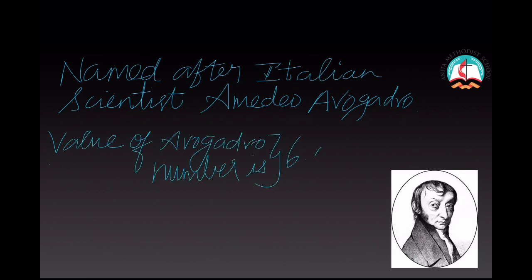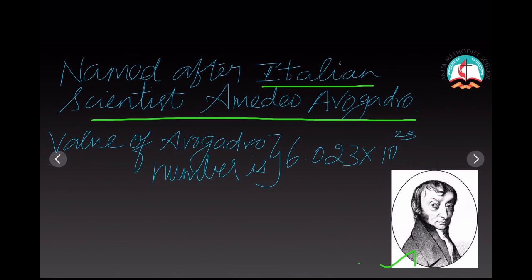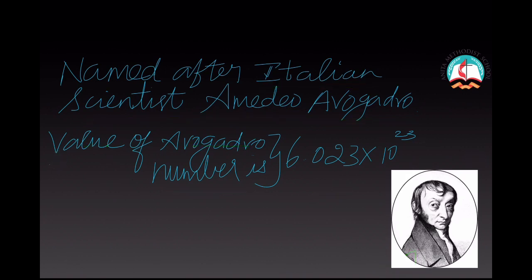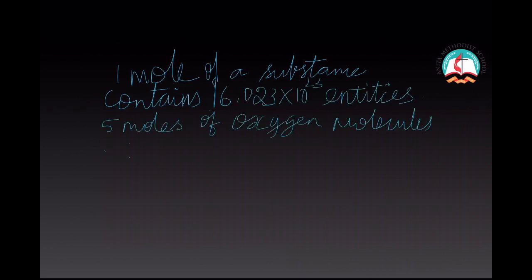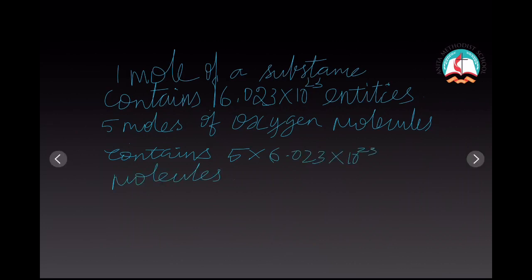Value of Avogadro number is 6.023 into 10 to the power 23. If we say 1 mole of a substance, that particular substance contains 6.023 into 10 to the power 23 number of atoms, molecules or ions, which is called as Avogadro number. 1 mole of a substance contains Avogadro number of entities. I've already said entities could be an atom, molecule or particles.